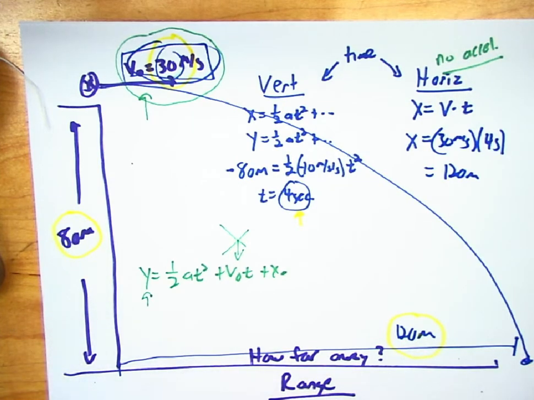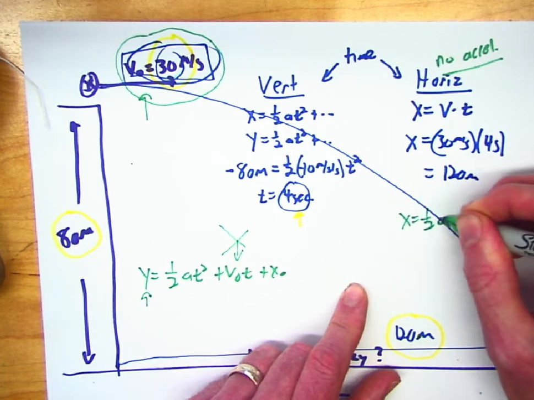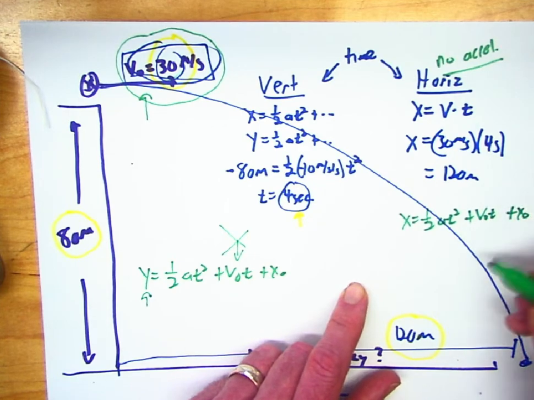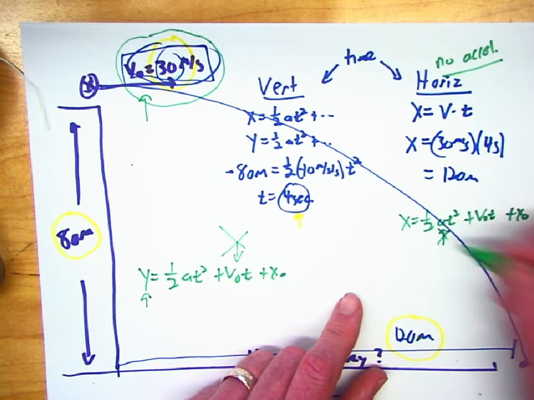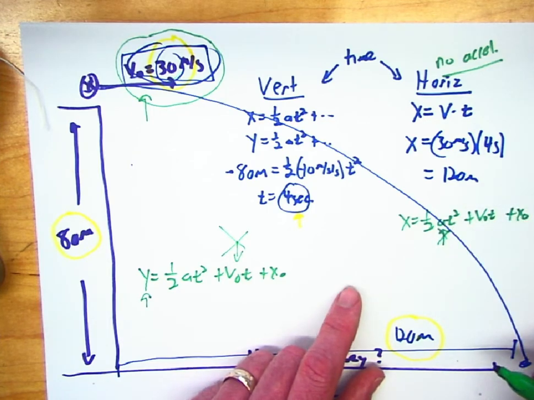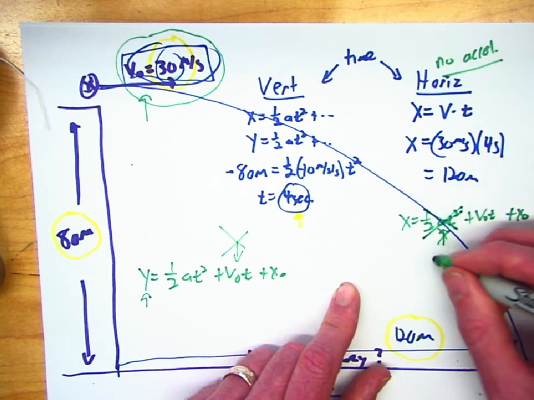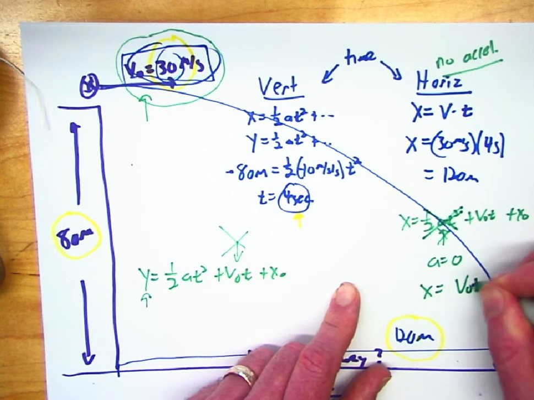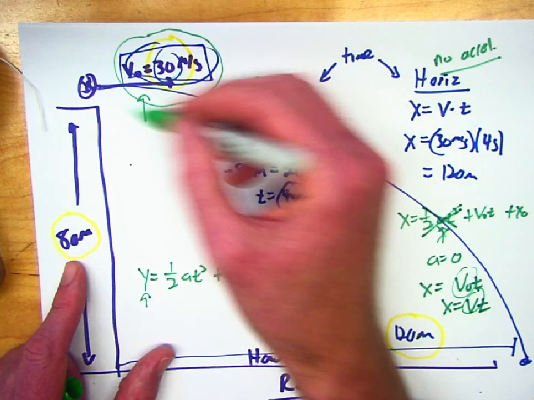Another thing to watch out for is over here in the horizontal direction, you might be tempted to use 1/2 at squared plus v0t plus x0 and plug in gravity or something there because you know gravity's going on. So don't do that because gravity does not affect the horizontal direction. In fact, the equation in the horizontal direction is valid. It's the right equation with a equals 0. So you just get x equals v0t. Or a better way to write it is just x equals v times t. Right? This v0 is your velocity, and that's the horizontal velocity.